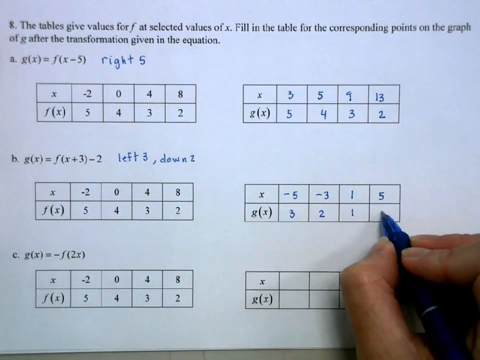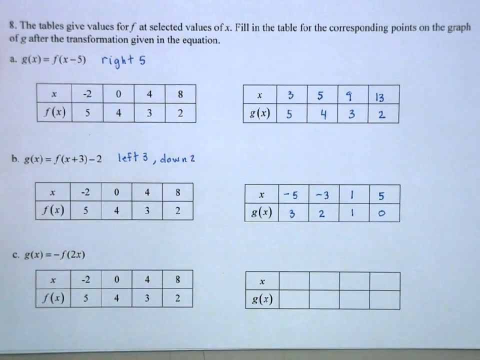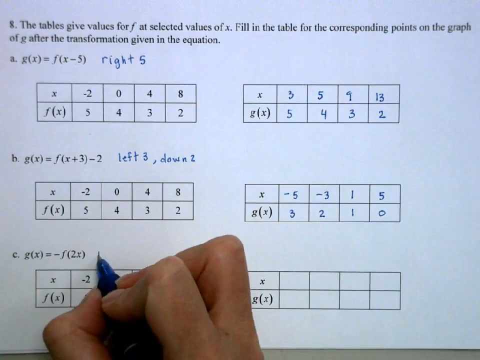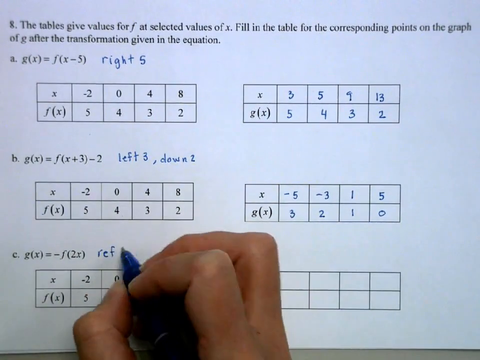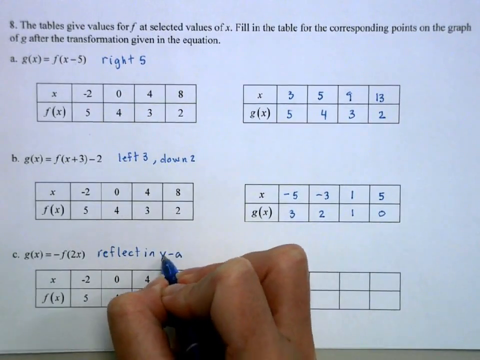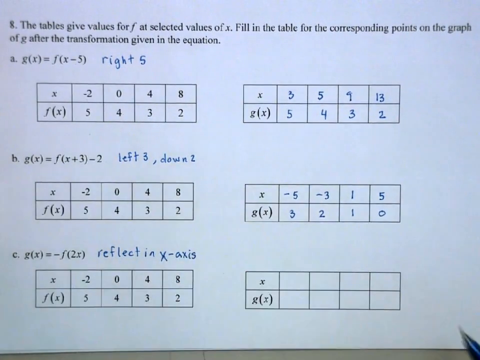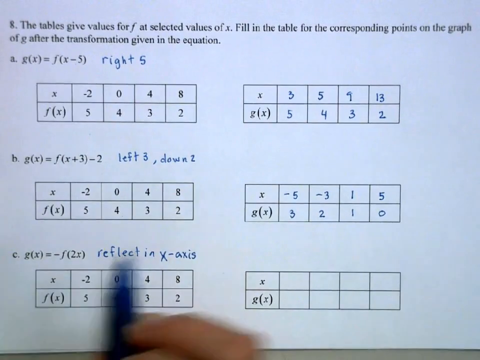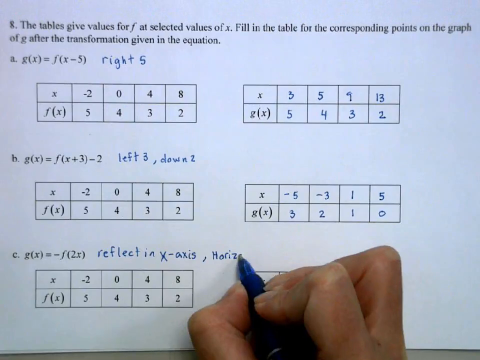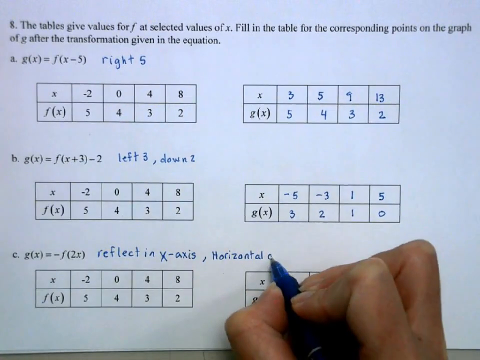Here I've got two things. This negative is going to be a reflection in the x-axis, which will affect the y values. This 2 is a horizontal dilation by a factor of 1/2.